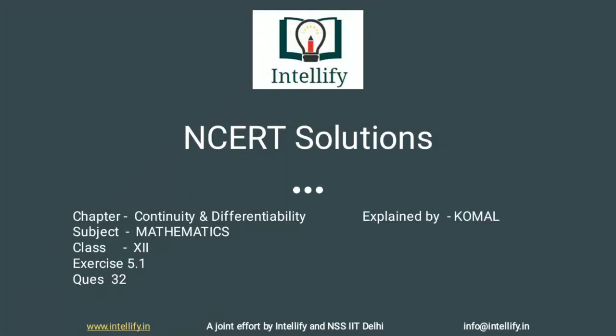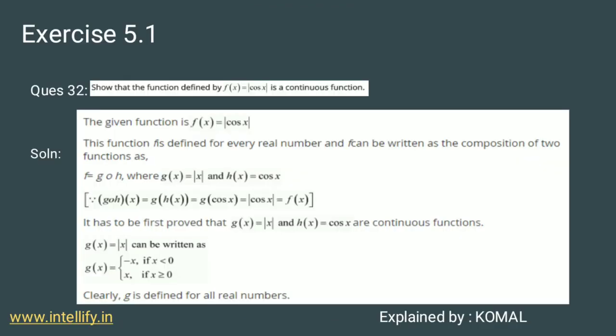Today we will see the NCERT solution of class 12 mathematics exercise 5.1 question number 32. This is Komal here. In question number 32 we have to show that the function defined by f(x) = |cos x| is a continuous function.